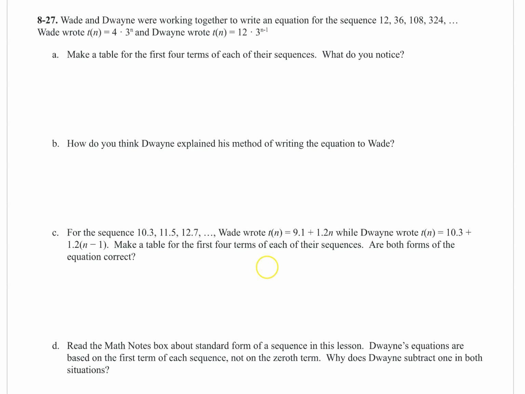8-27. Wade and Dwayne were working together to write an equation for the sequence 12, 36, 108, 324, etc. Wade wrote this equation, and Dwayne wrote this one. Okay, so let's make a table for Wade, make a table for Dwayne. Alright, so we catalog the first four terms.